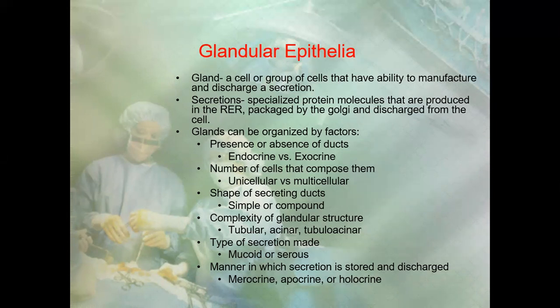So endocrine glands, endo meaning in, these are glands that put stuff directly into the blood. Whenever you put something into the bloodstream, where does it go? It goes everywhere. So endocrine glands have secretions that are going to cause body-wide changes because they go everywhere.